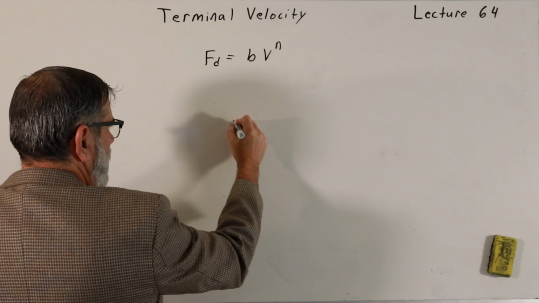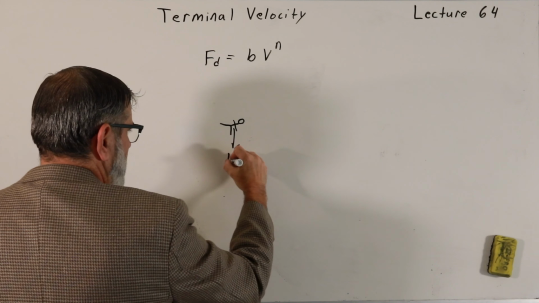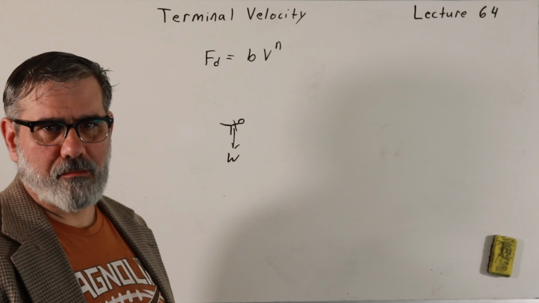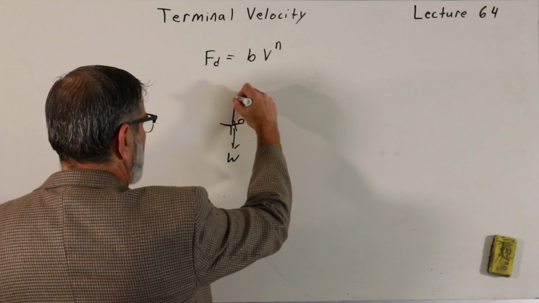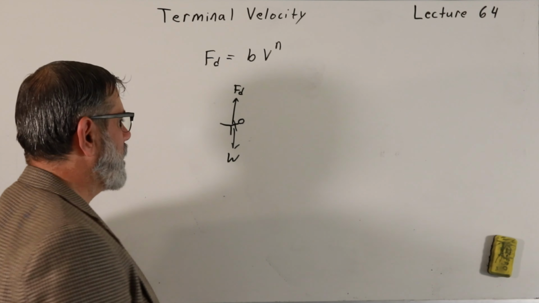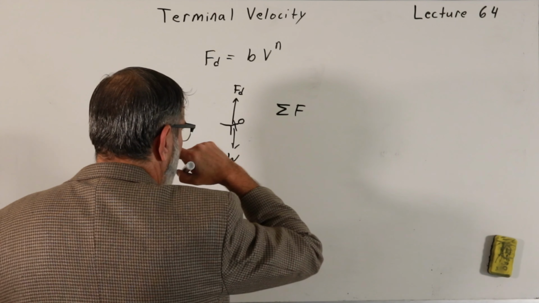Here he is all splayed out in free fall, right? He's got, of course, his weight. It's minus mg if we choose up as the positive direction. And then opposing him will be this drag force. Okay? And so if we write the sum of the forces for this, what are we going to have?